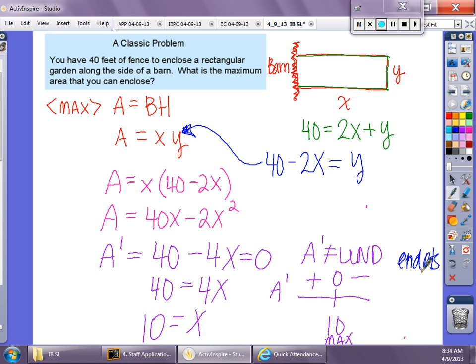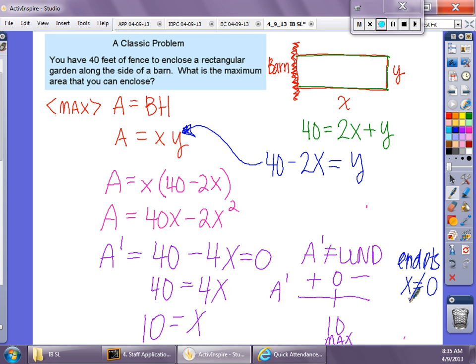So I just look at the variable and I think about, can x equal 0? Because if it can equal 0, you probably have endpoints. If it can't equal 0, you probably don't have endpoints. So I always do my first derivative and I check my endpoints. In this case, we don't have any. So there's my maximum. Am I done my question?